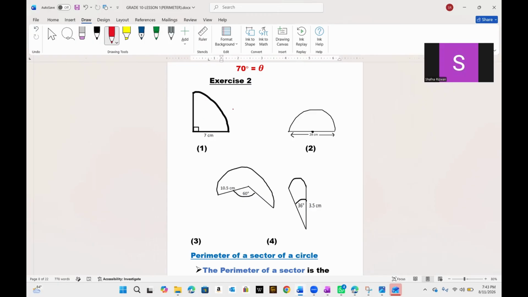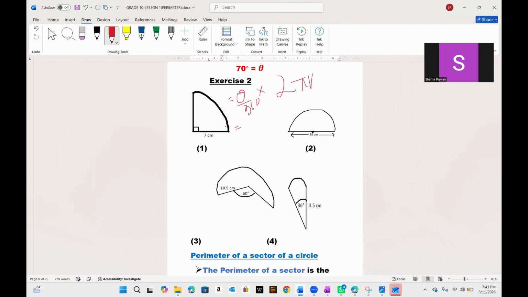Here they are asking you, exercise number 2, this is about arc length. So you all have to find the arc length. Why? Because we studied about the arc length, right? Now see here, how to find the arc length of this sector. Tell me, what's the formula? Arc length equals theta over 360 degrees into 2 pi r.